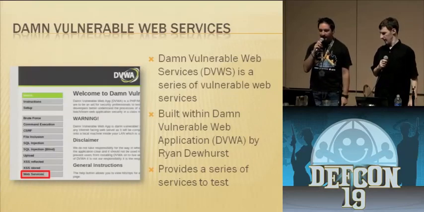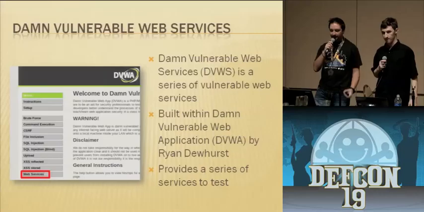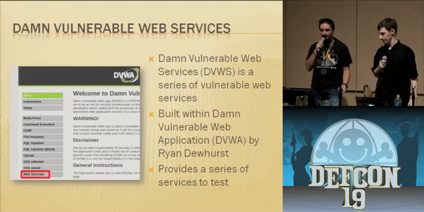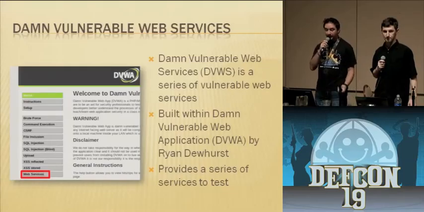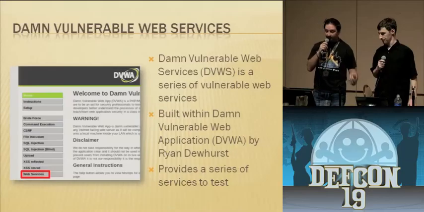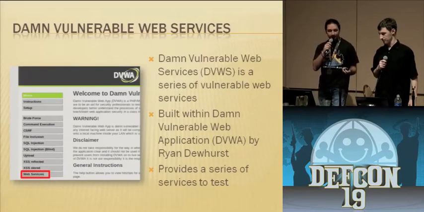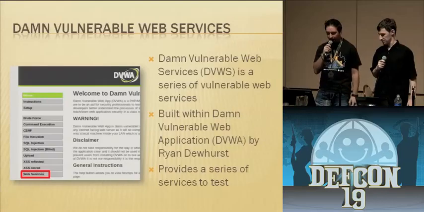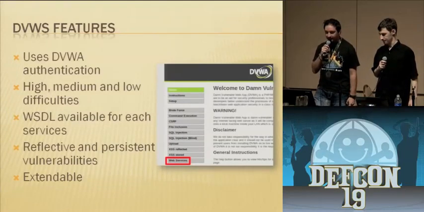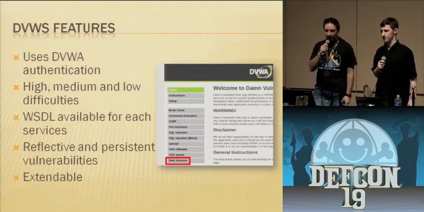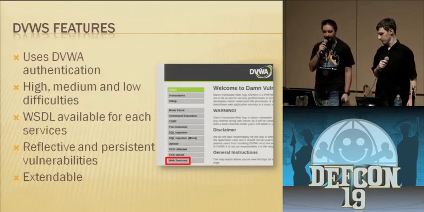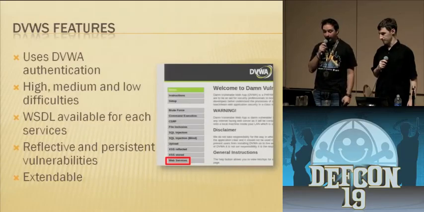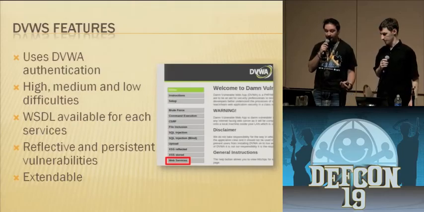Kevin spent a lot of time working on finding a way that we can have a good testing environment that's open source, and give it back to the community where we can test these things. He has created an addition to Damn Vulnerable Web Application, which was created by Ryan Dewhurst, and it's now another piece of that application called Damn Vulnerable Web Services. This provides an awesome set of things to test in terms of all kinds of vulnerabilities. It uses the Damn Vulnerable Web App authentication by default, which is nice. I also like that it offers high, medium, and low difficulties, so if you're just testing some simple things, or if you want to get more advanced, that's all available. There's a WSDL available for each service, and you can test reflective as well as persistent vulnerabilities.